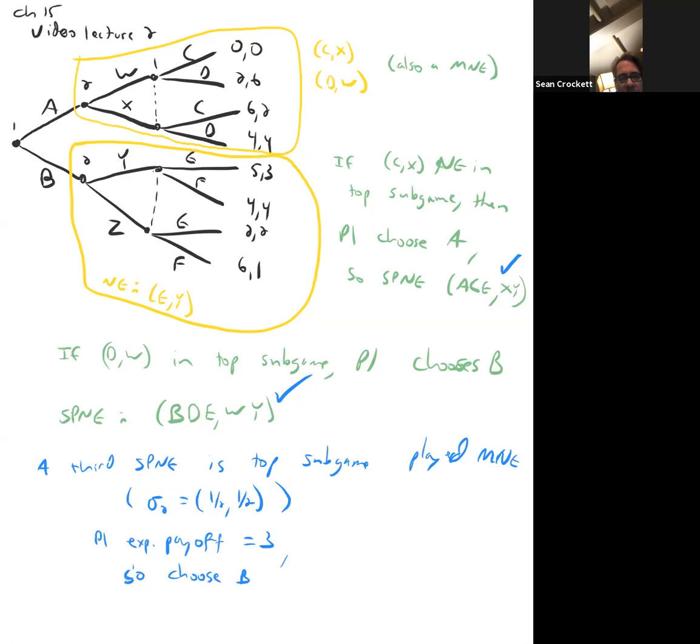So player one is going to pick B at the initial node, because she knows that if she goes B, she gets a payoff of 5. If she goes A, and they play the mixed strategy equilibrium of the top subgame, her expected payoff is 3. So B is the better choice. But then the top subgame has to be played in the mixed strategy equilibrium, and the bottom one still must be played with her choosing E.